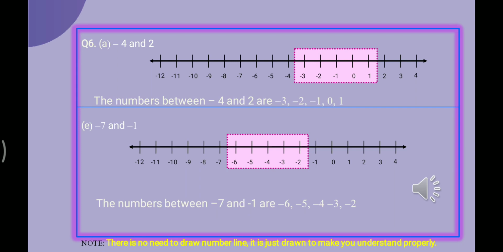Similarly, in E part, you can see the numbers lying between minus 7 and minus 1 are minus 6, minus 5, minus 4, minus 3 and minus 2. There is no need to draw the number line if you can count these numbers mentally, or if you can recall these numbers mentally. But if you want to draw a number line, that's okay.